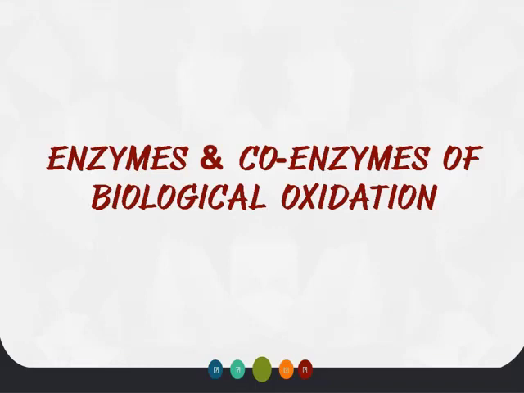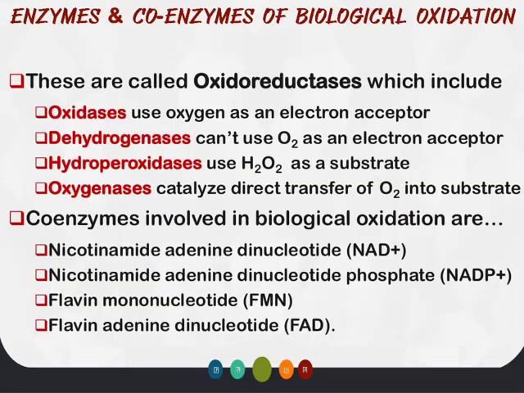Moving on to the next important key point, it's very essential to know what enzymes and coenzymes are involved in the process of biological oxidation. The enzymes that we have in biological oxidations are collectively known as oxidoreductases. And under this umbrella of enzymes, there are four groups of enzymes. Number one, oxidases. Number two, dehydrogenases. Number three, hydroperoxidases. And number four, oxygenases.